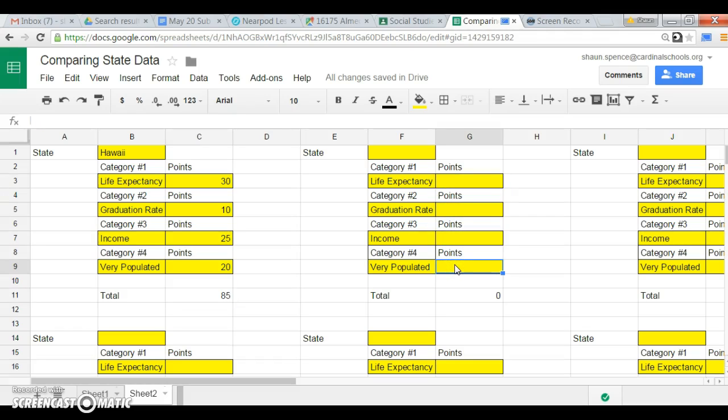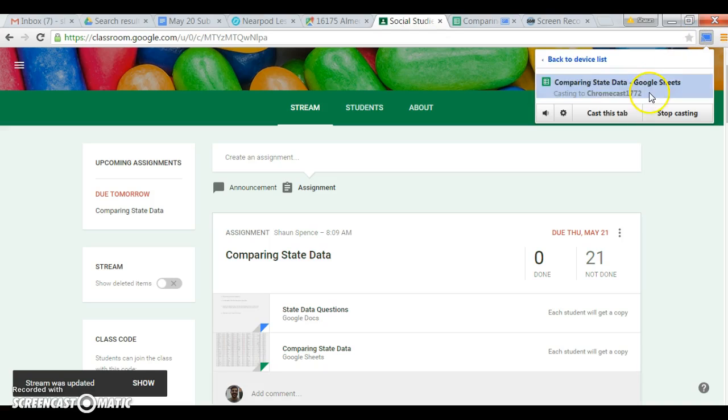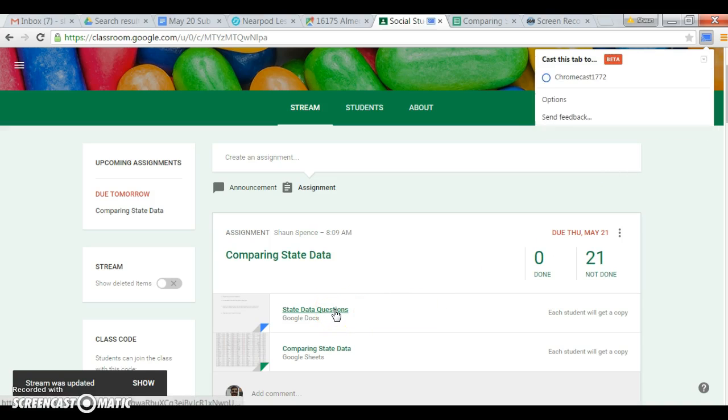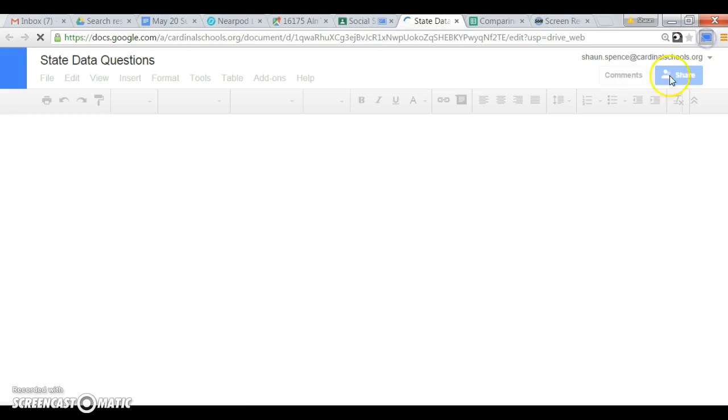And that's not all 50, so it would take us a lot longer to do all 50. I'm not going to ask you to do that. But for now, we'll just focus on the 12 that you select. One of them will be Ohio. You'll fill in all your points, and from there, if you go back into Classroom, you can open up the other file that's called State Data Questions.